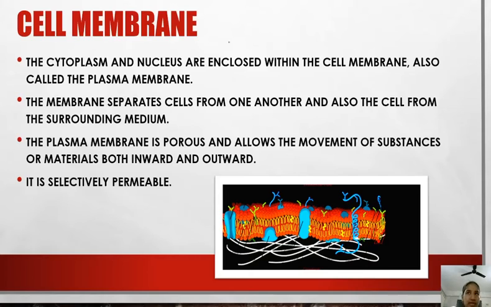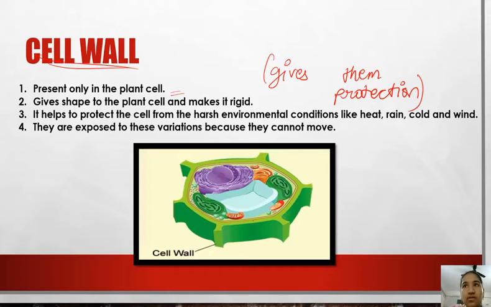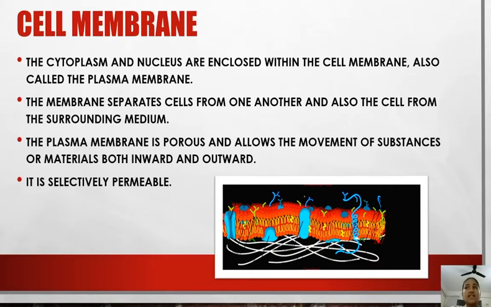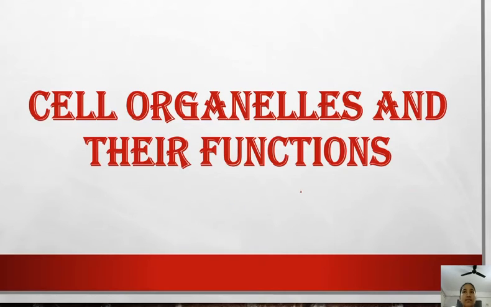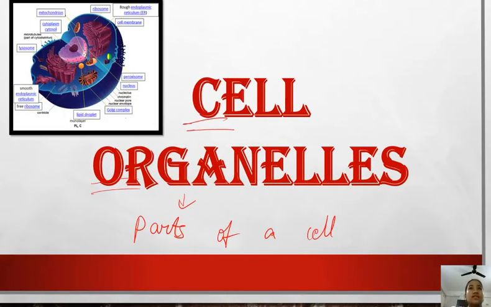The next thing is the cell membrane. The cytoplasm and nucleus are enclosed within the cell membrane, also called the plasma membrane. Over here, I hope you can see many organelles. Inside the green layer, you can notice some kind of yellow layer also. Yes, that's the cell membrane. You will notice that this cell membrane is also present in animal cells.